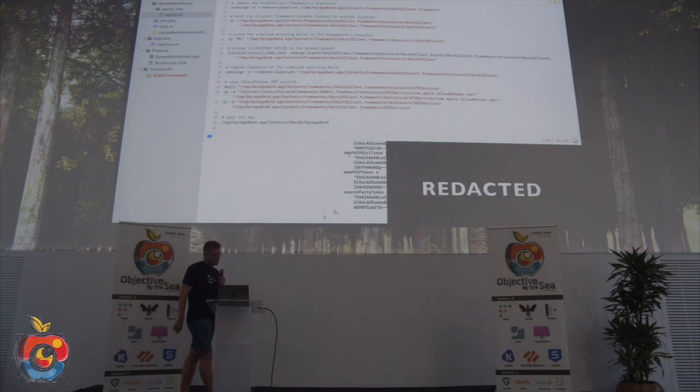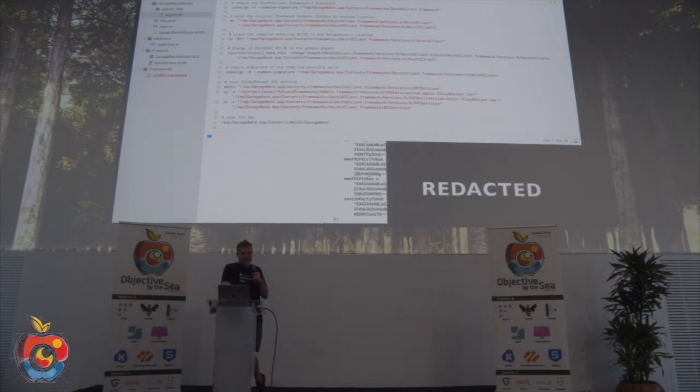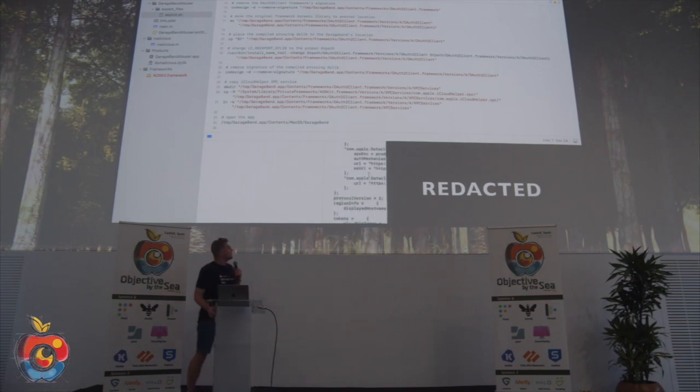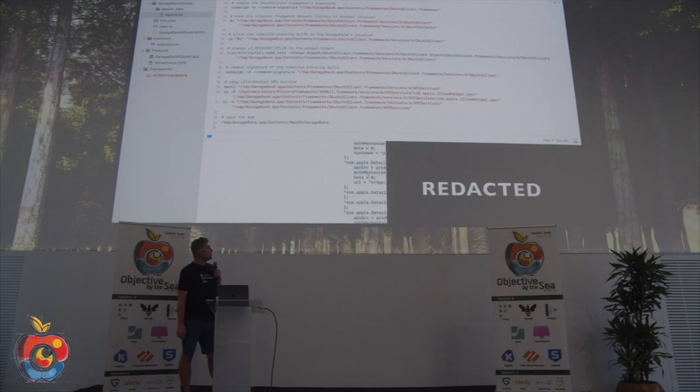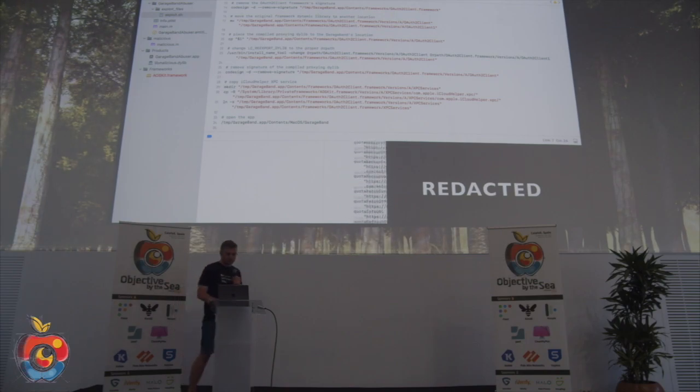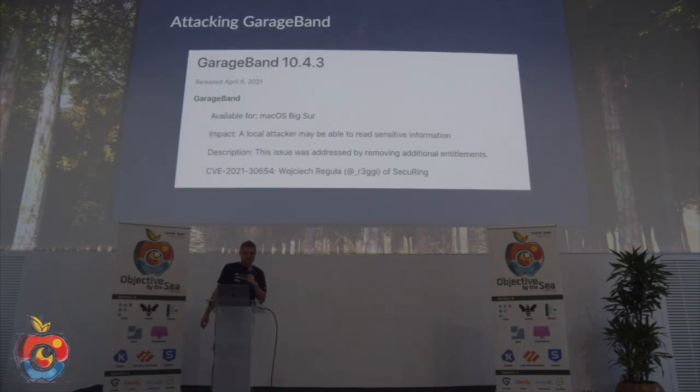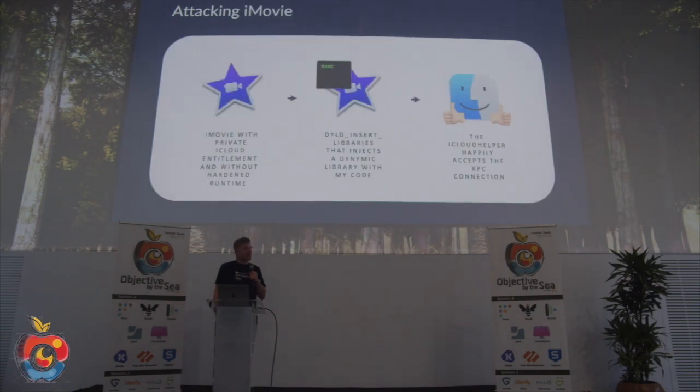Yeah, so we have all of the tokens which were stored in the iCloud helper, and as you can see, there is a lot of different, sometimes juicy information about your Apple account. And it was fixed already, so that's good. You are not vulnerable to it anymore. And the second application that was vulnerable to this attack was iMovie.